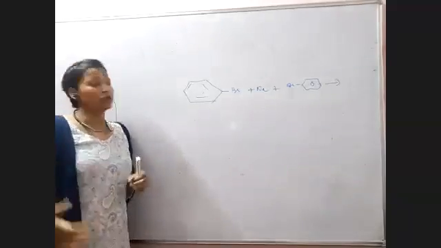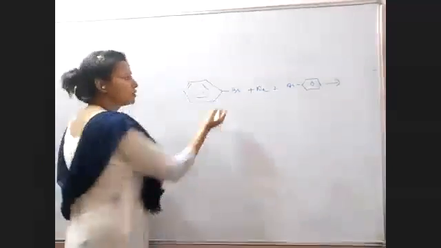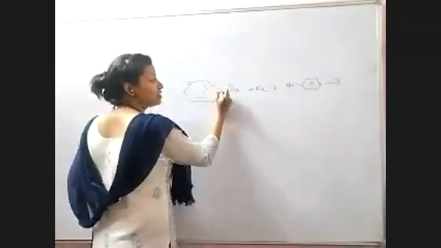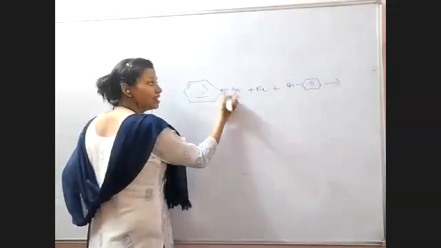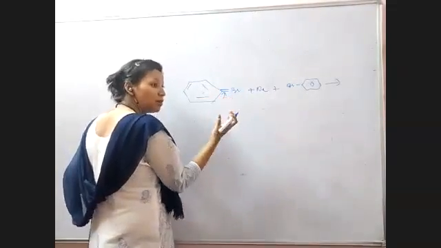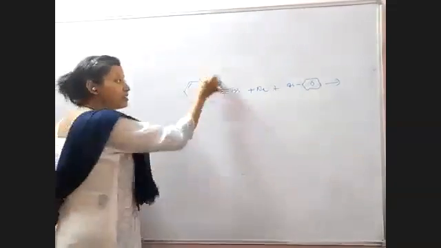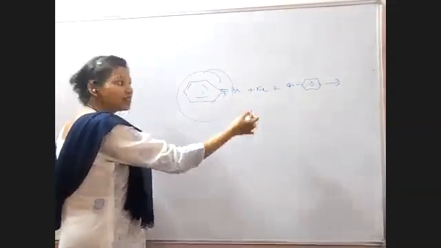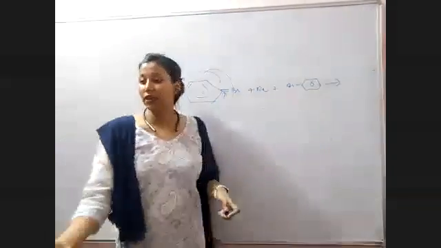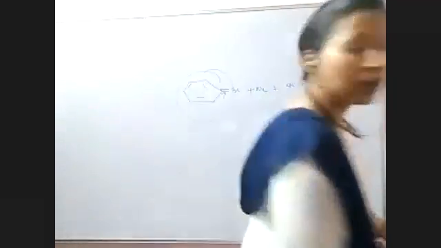Why? What happens due to resonance? Very good, Shubhradeep. Due to resonance, this bond acquires a double bond character. And is a double bond easily breakable or does it break with difficulty? Difficulty. So this is the reason why haloarenes have less reactivity. Okay, let's continue.